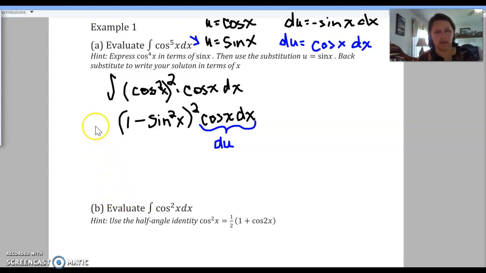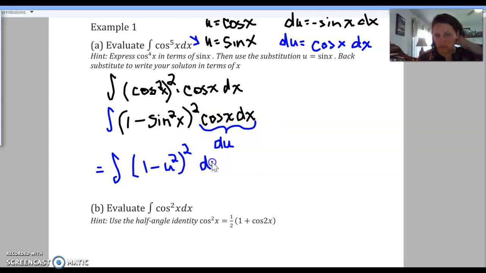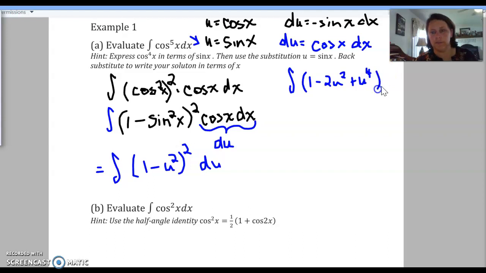Okay, so now let's go back and rewrite that integral. So now we have the integral of 1 minus u squared, all squared, and then that all becomes du. Okay, so now we've got some multiplication to do here. Let's go ahead and multiply that all the way out. So that's going to become 1 minus 2u squared plus u to the fourth du.